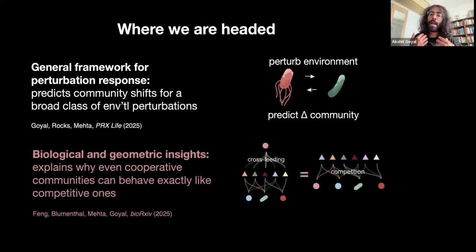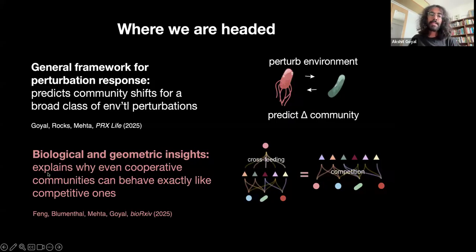And so what I'm going to show you after I introduce this framework is that not only can we make predictions about how communities shift, but also that this kind of framework has a really beautiful geometric structure that is not only mathematically very nice, but also provides very interesting biological insights.